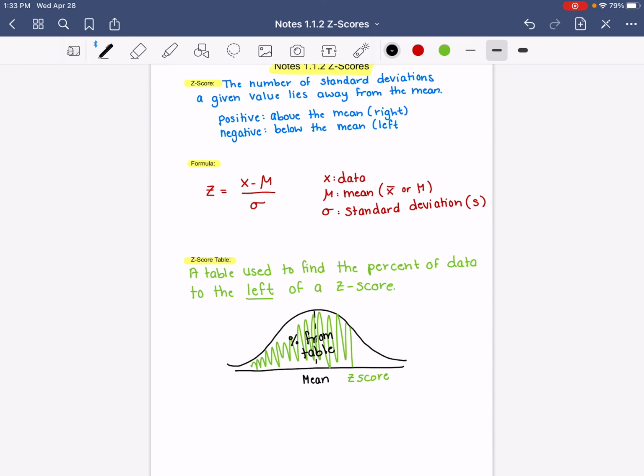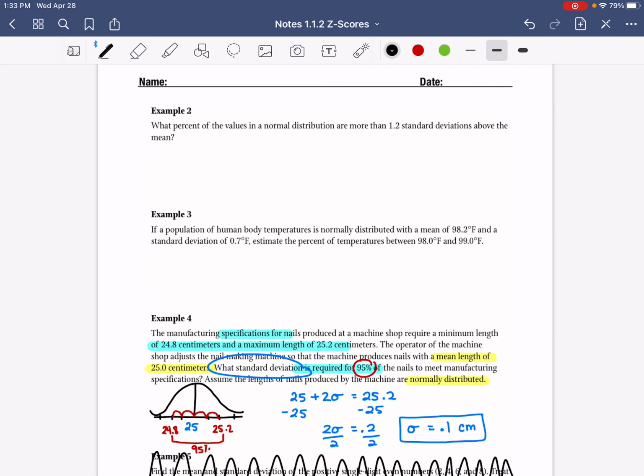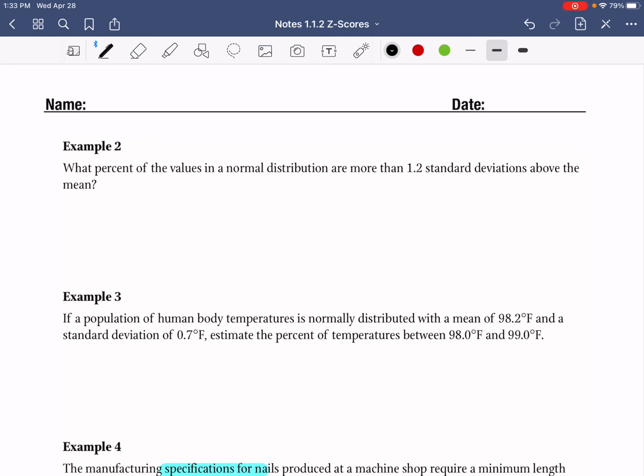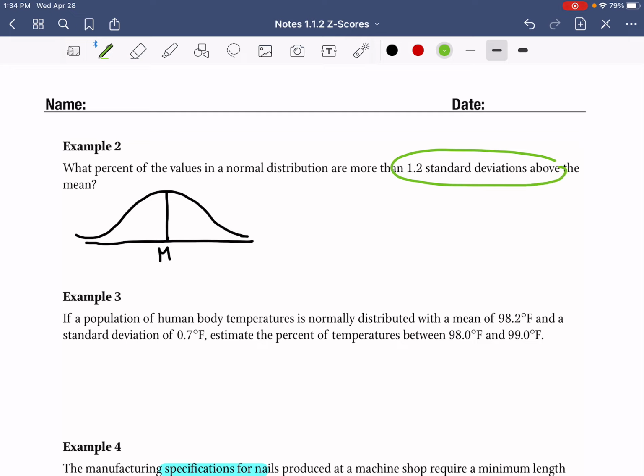So let's go do an example. I'll show you guys how to use the table. This is on page 24 for your notes. Example 2 says, what percent of the values in a normal distribution are more than 1.2 standard deviations above the mean? So I'm going to draw pictures so we can help us visualize that. So the mean is normally in the middle. We want to know 1.2 standard deviations above the mean. So above is going to be to the right. This is going to be our z-score is 1.2.